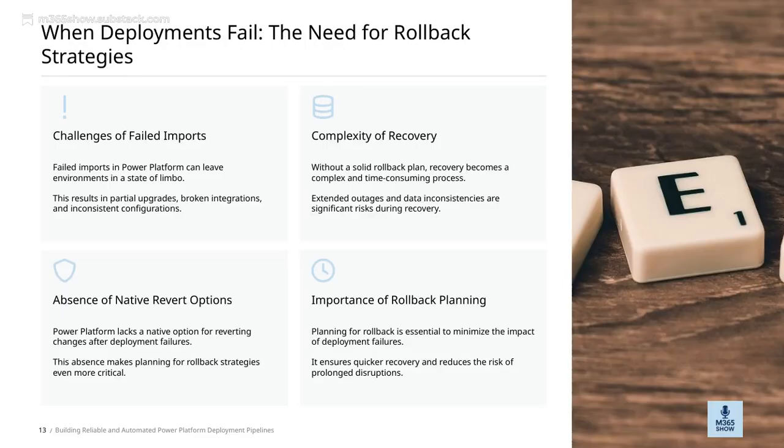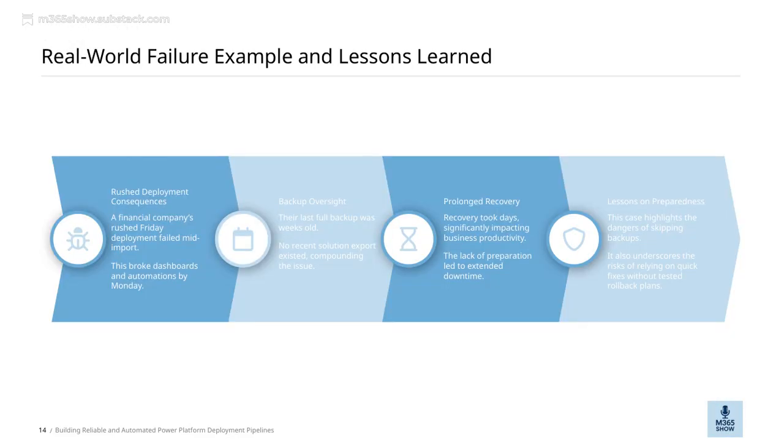This slide highlights a real-world failure example that offers some valuable lessons. It all starts with the dangers of skipping backups. In this case, not having recent backups made the recovery process much more difficult. It also shows the risks of relying on quick fixes without a tested rollback plan in place. When things go wrong, being prepared can save a lot of time and trouble. The key lesson here is the importance of preparedness.